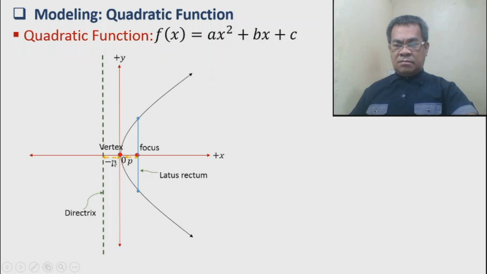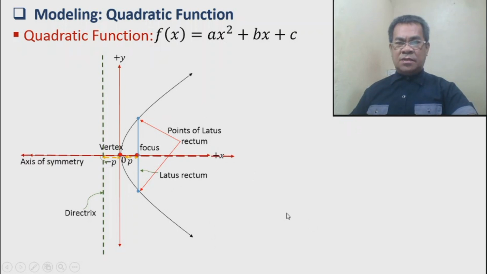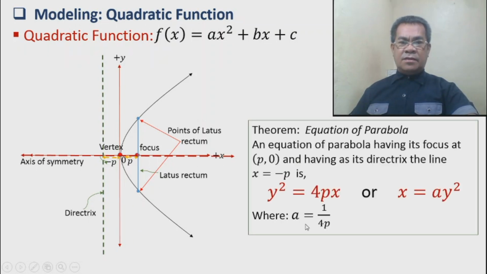So again, negative p and positive p. So they must be the same in magnitude. And these are the points of the latus rectum. So this is the axis. The axis of symmetry is lying on the x-axis. So this is for the parabola open to the right.